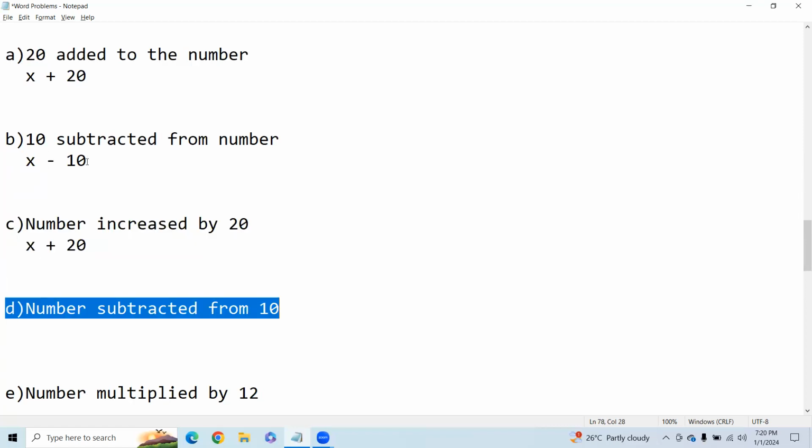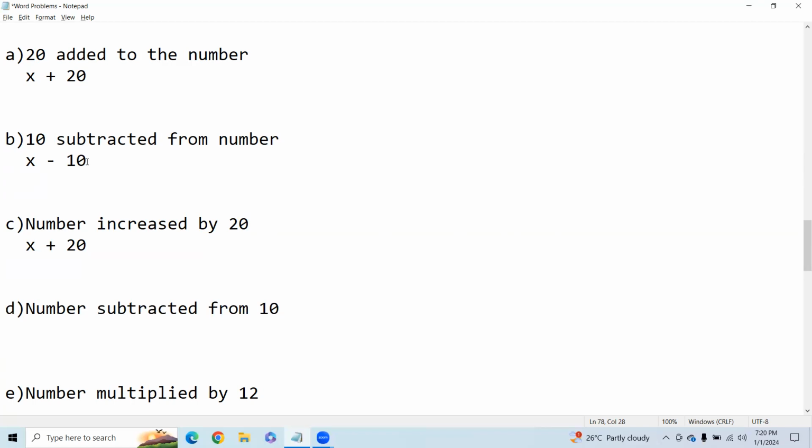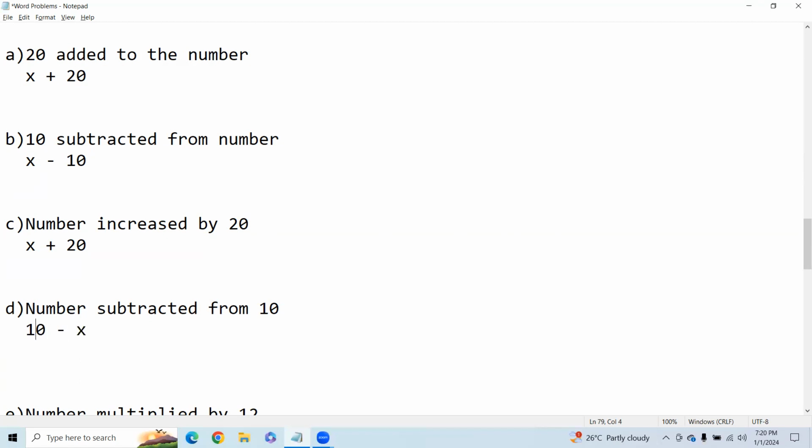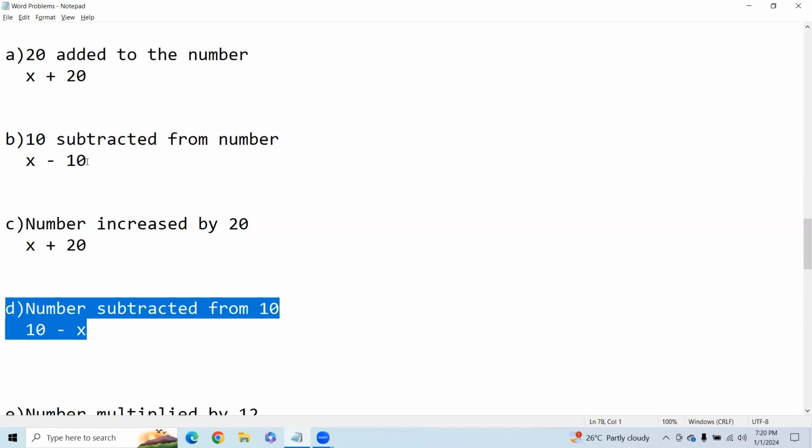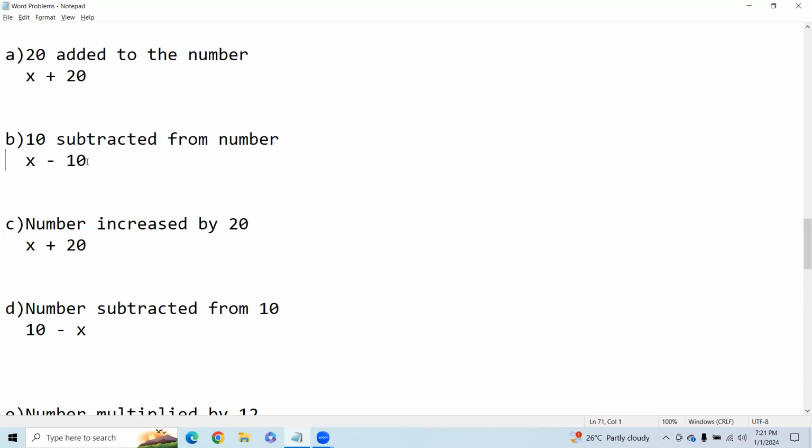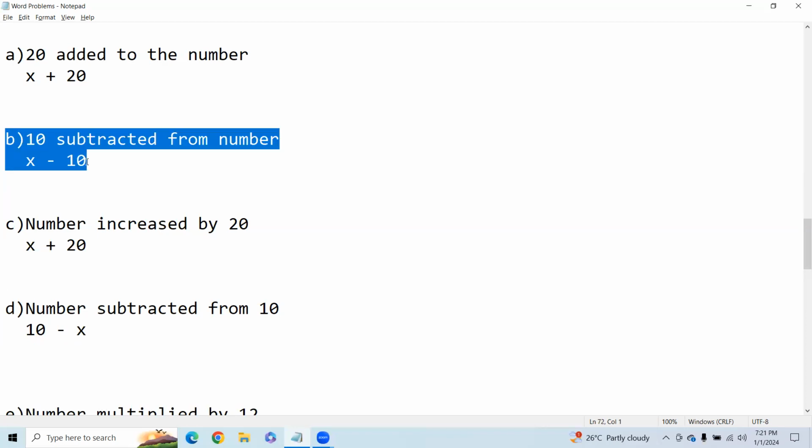Let's look at the fourth one. Number subtracted from 10. So if you look at this, 10 subtracted from a number. So when we see 10 subtracted from a number, X is bigger, and from that we are subtracting 10. Now what is happening? Number subtracted from 10. If we are subtracting X from 10, here 10 will be bigger and we are subtracting X from it. So you can see the difference: number subtracted from 10 means 10 minus X. And when you say 10 subtracted from number, that becomes X minus 10.